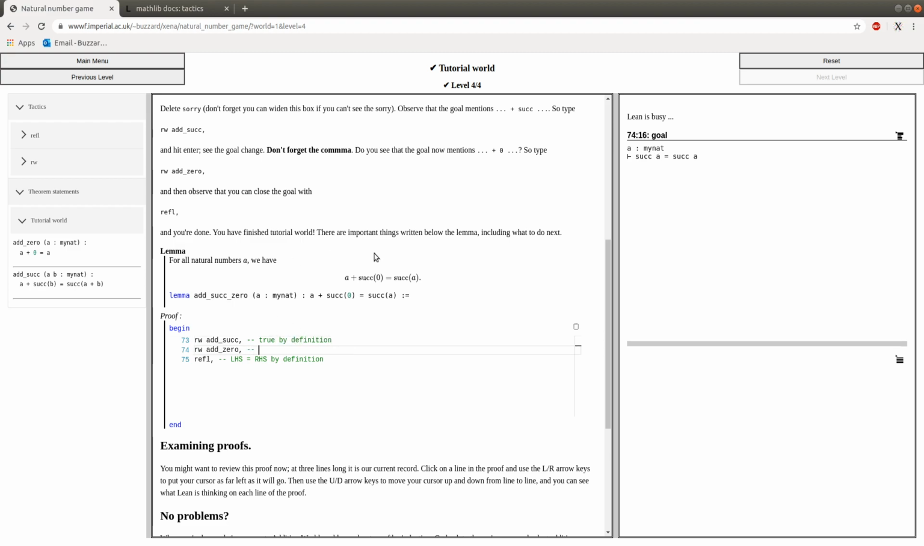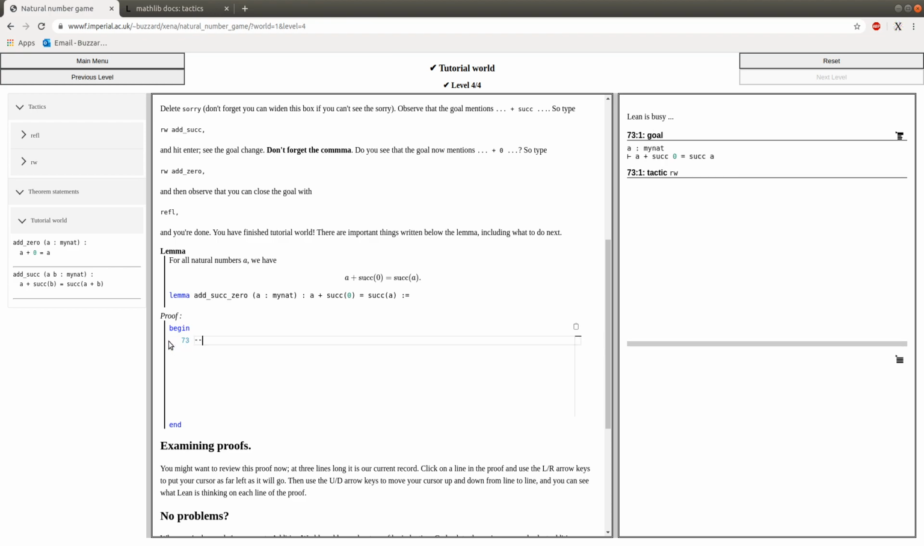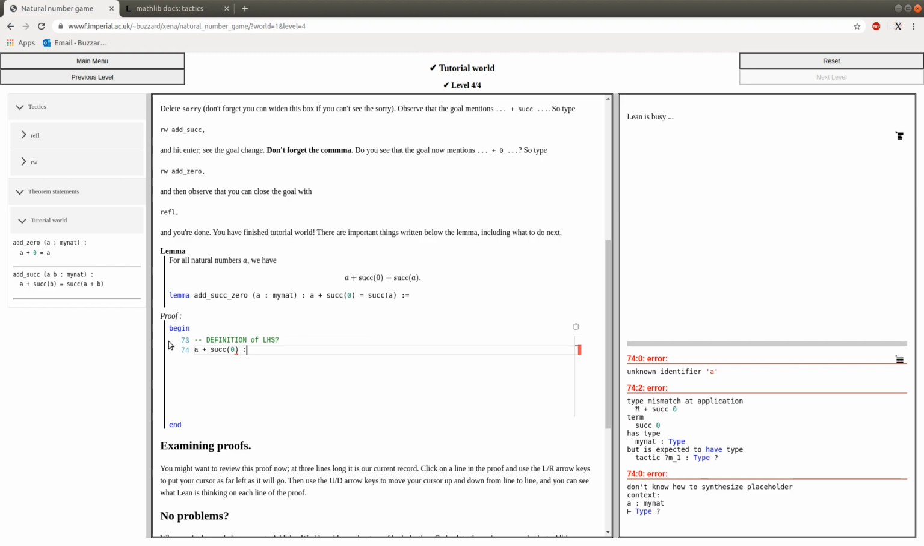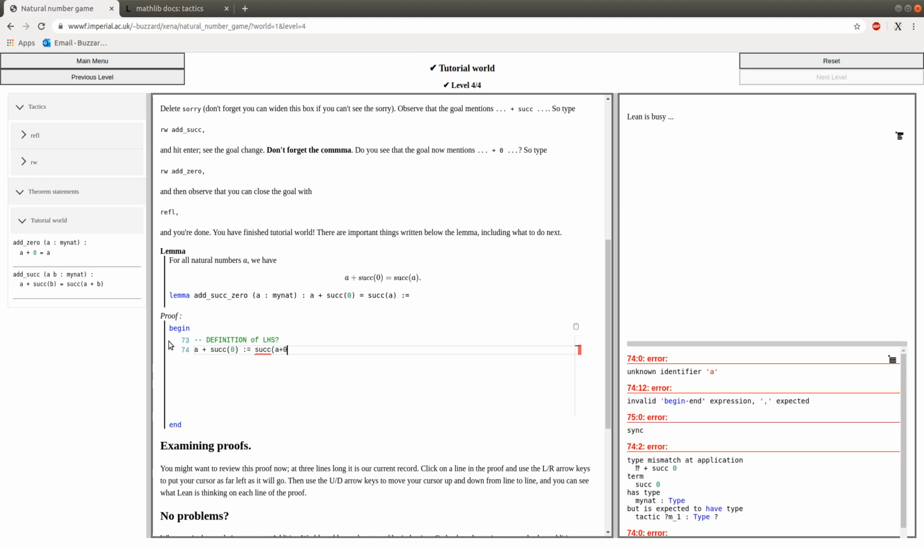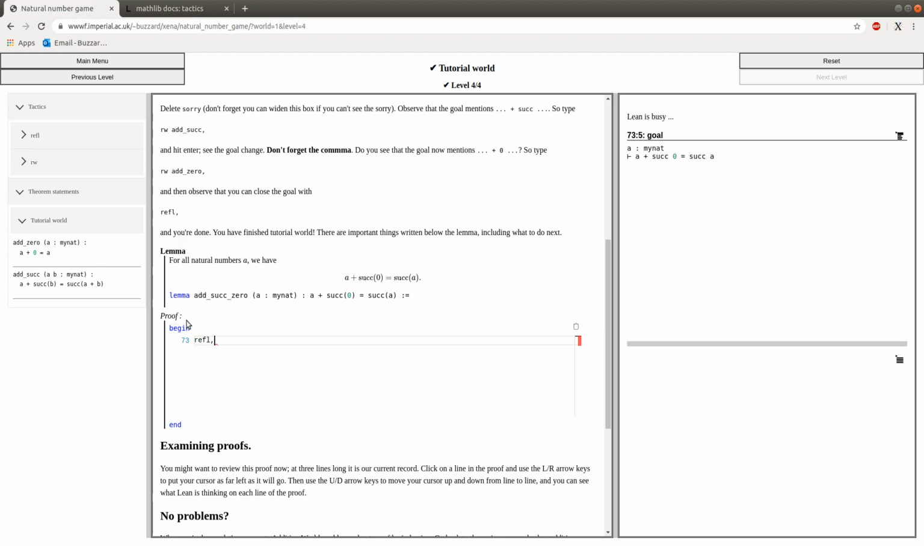And add 0 and add suck are both the definitions of addition. So these are both true by definition there. And so in fact, when you think about it, what is the definition of the left-hand side? A plus suck 0 is defined to mean suck of A plus 0, and that's defined to mean suck of A, right? Because A add 0 is A, and A add suck B is suck of A add B. These are true by definition. So the left-hand side is suck A by definition, and so is the right-hand side. So I think that means that I can just solve this goal by REFL anyway.